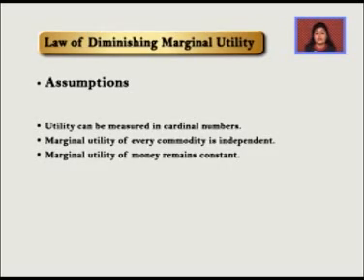The third assumption is that marginal utility of money remains constant. The utility that we get from 1 rupee would be similar to the utility that we will get from the next rupee. Why? Because the purchasing power of the money is going to remain constant. The next point is that there should be continuous consumption.